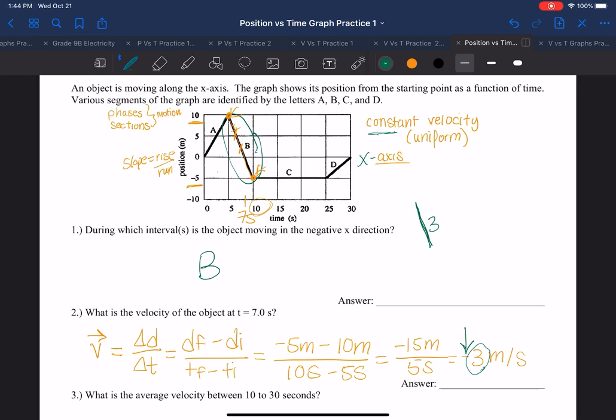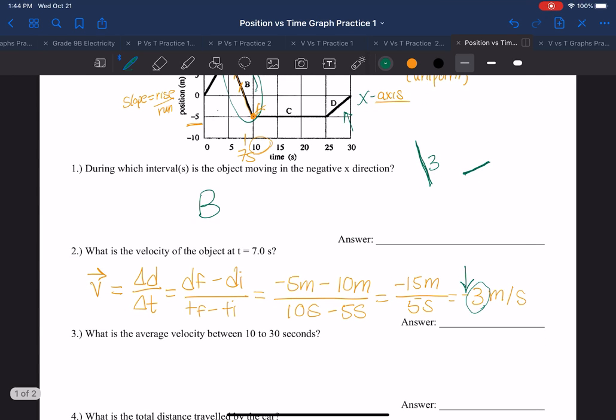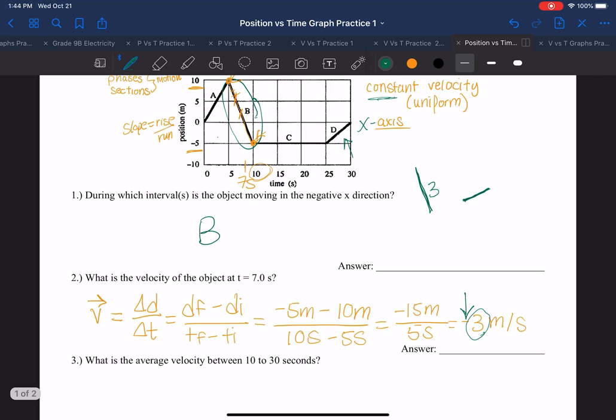So if we calculate the slope for D, which we will later on, D has a less steep slope, but still a horizontal line. So once we calculate the slope for D, we're going to realize that this value should be less than 3. Okay? Let's move on to the next question, which is, what is the average velocity between 10 to 30 seconds? So we're going to be seeing that now.